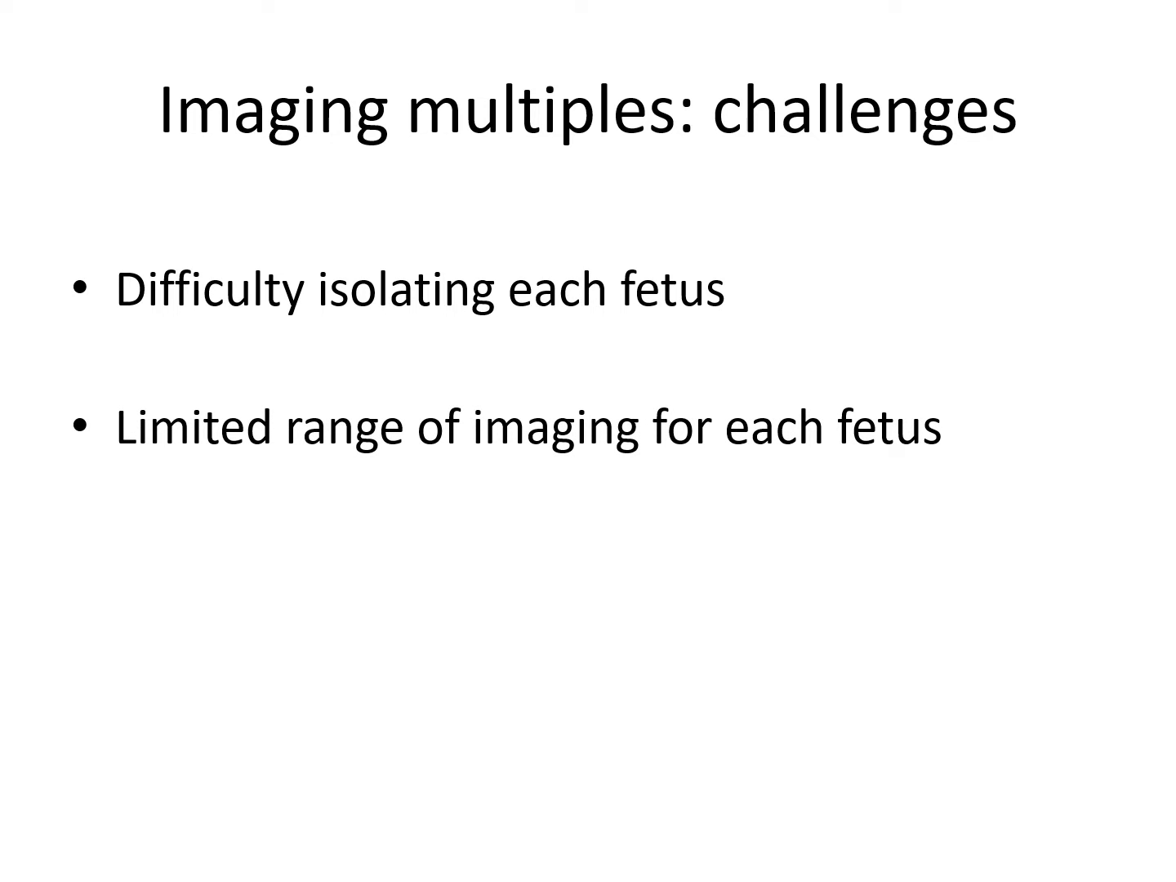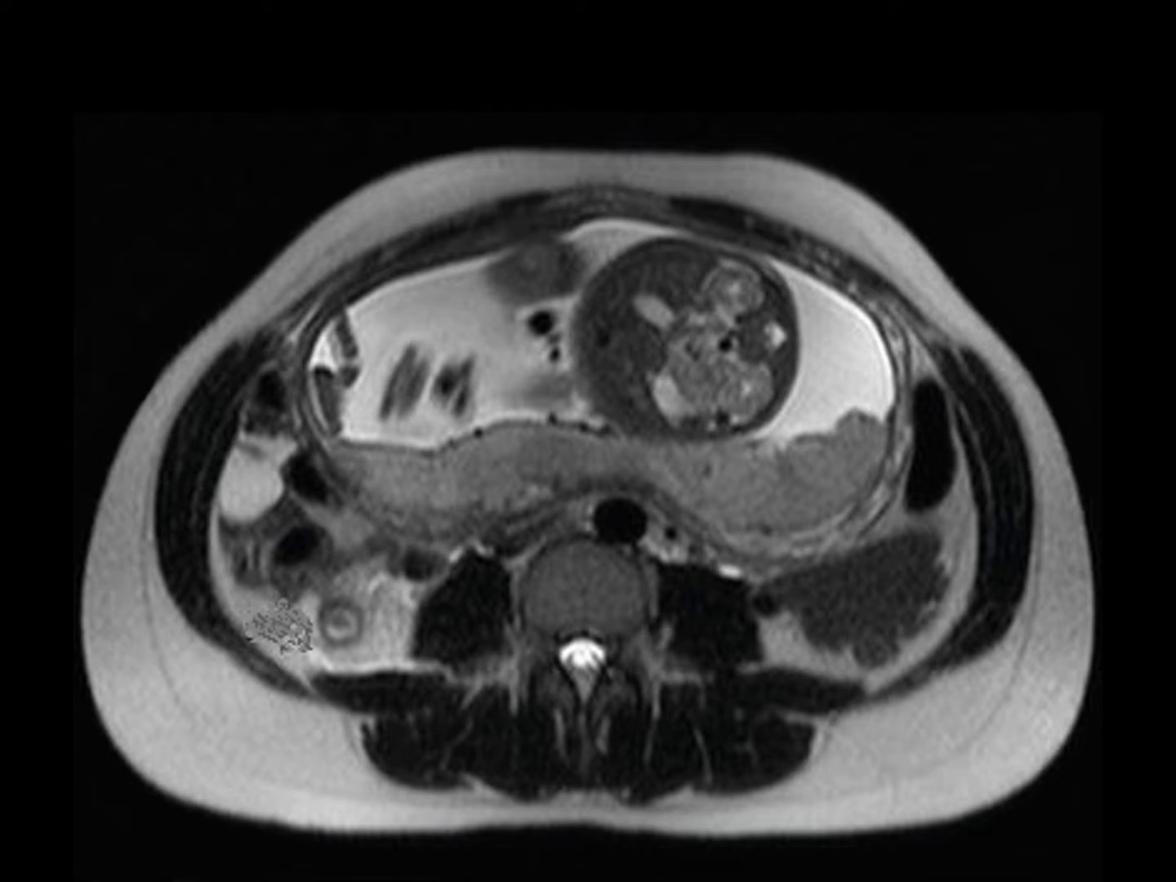Another factor is a limited range of imaging for each of the fetuses due to surrounding structures. And so I'm going to use this maternal fetal MRI, transverse MRI through the maternal abdomen, as an example of the limitations that we've run into. This is a singleton, and you can see on either side of this gravid uterus we have structures, bowel, the spleen, kidneys in that region, and so we want to avoid that.